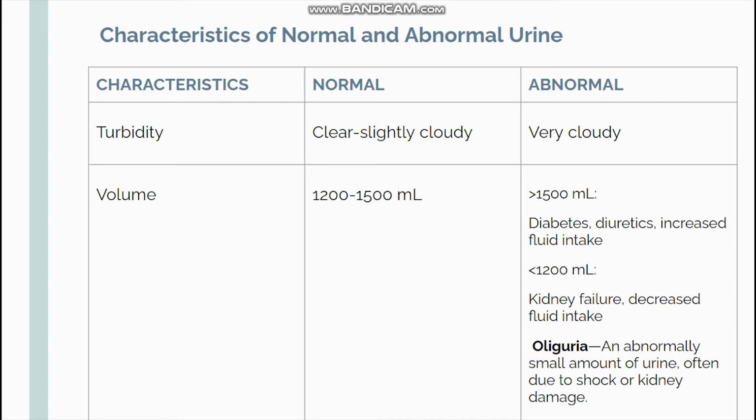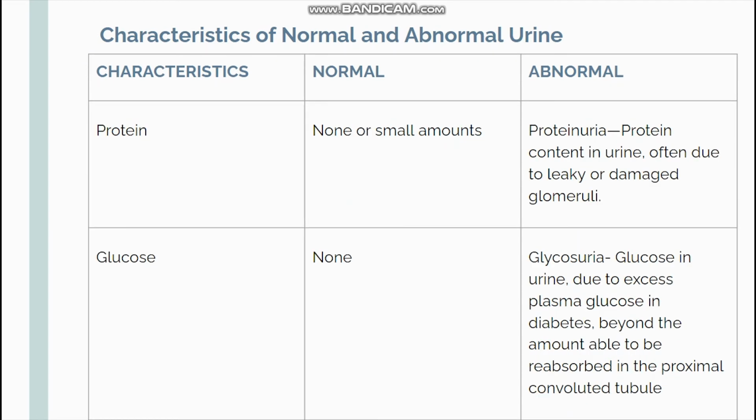Volume, normal findings 1200 to 1500 ml. If it is higher than 1500 ml, diabetes, diuretics, or increased fluid intake. If it is lower than 1200 ml, may be kidney failure or decreased fluid intake. Oliguria, an abnormally small amount of urine, often due to shock or kidney damage.